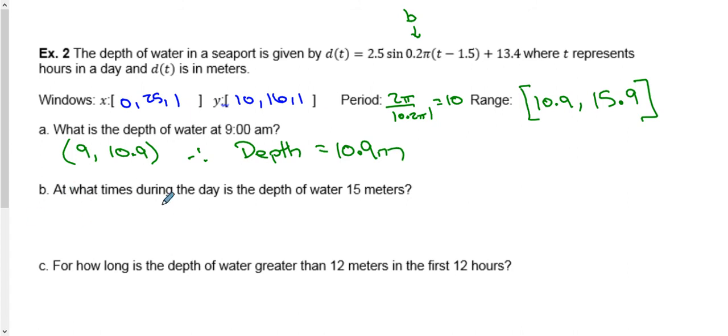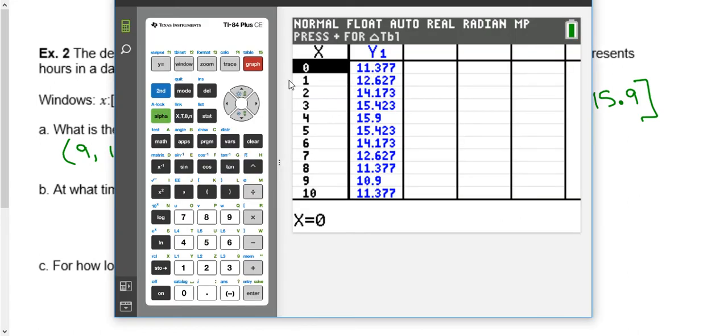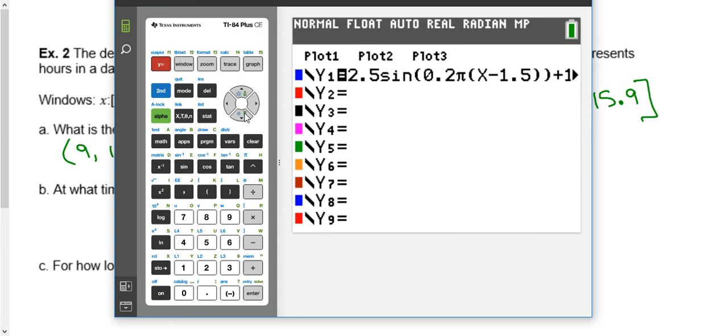At what time during the day is the depth of the water 15 meters? So if we're looking for 15 meters, you're looking on your Y for 15. Well, look right around there. It's around 5 and 6. Well, I want to be a bit more accurate. Go Y equals Y2, you want it as 15. Going to hit graph. There we go.